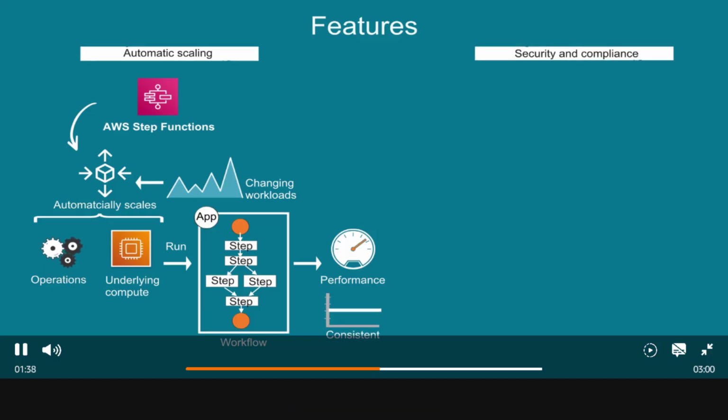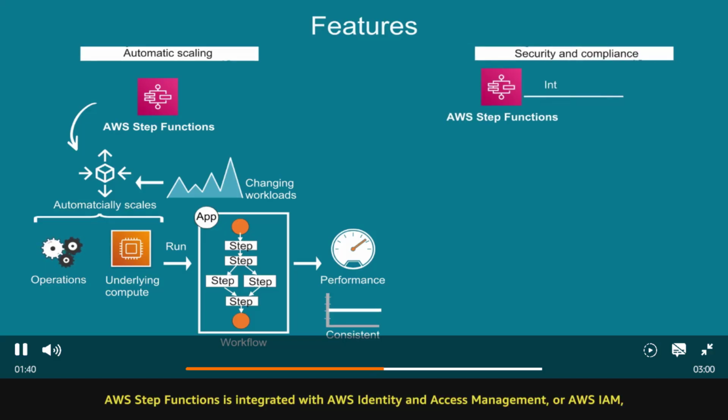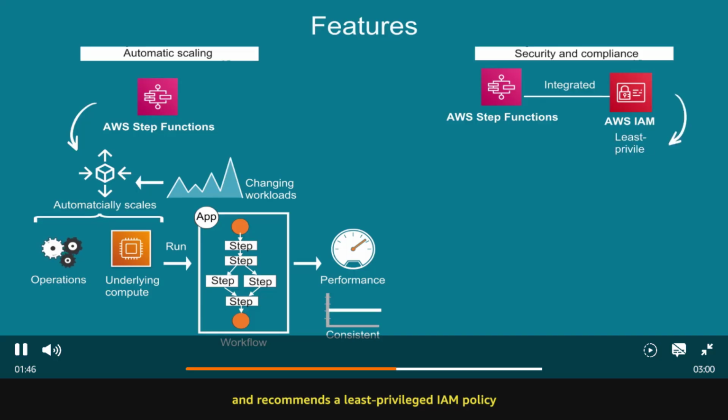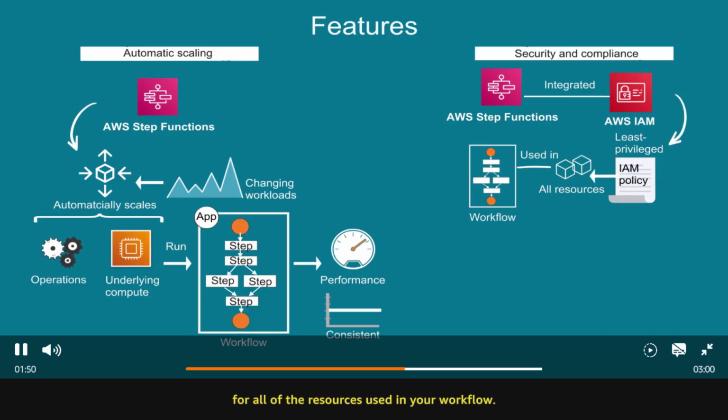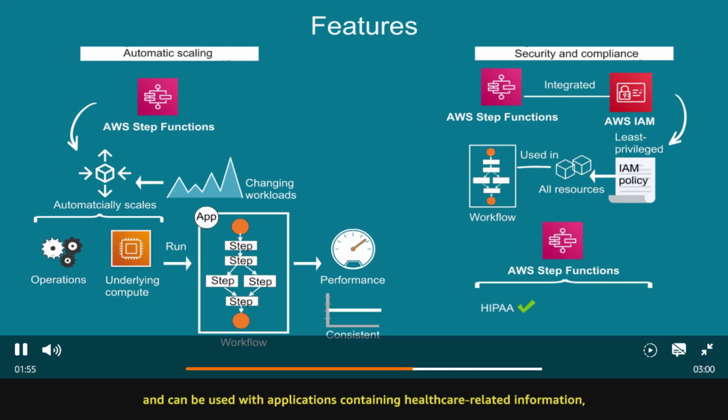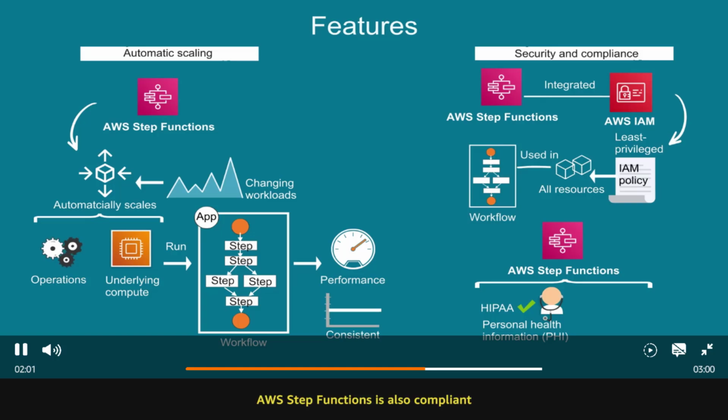Security and compliance. AWS Step Functions is integrated with AWS Identity and Access Management (AWS IAM) and recommends a least privileged IAM policy for all of the resources used in your workflow. Step Functions is a HIPAA-eligible service and can be used with applications containing healthcare-related information, such as personal health information (PHI). AWS Step Functions is also compliant with SOC, System and Organization Control measures.